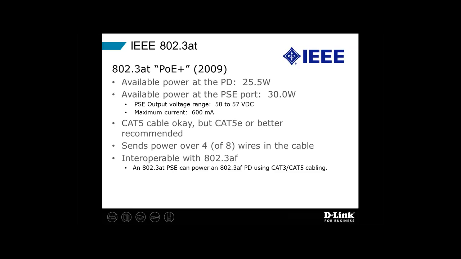The standard says Cat 5 is okay, but certainly Cat 5e or better is recommended. This standard also uses 4 of the 8 wires in the cable. And the nice thing about AT is it's backward compatible with AF. In other words, a PSE that supports 802.3at can certainly power an older AF PD over either Cat 5 or Cat 3 cabling.